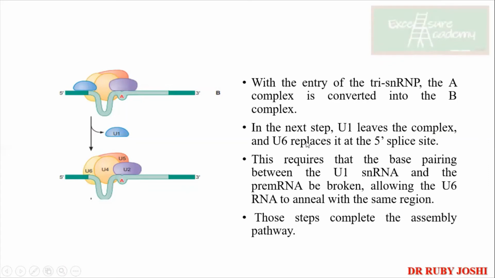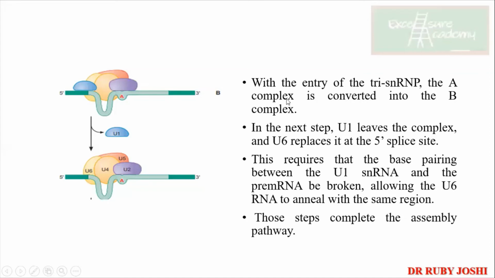Okay. Now can you see how nicely the 5' splice site is coming near to the branch site? Correct? Can you see it over here? Slowly it is following those steps. Now this requires that base pairing between U1 snRNA and the pre-mRNA be broken, allowing the U6 RNA to anneal with the same region. Okay, so this will complete the assembly pathway.